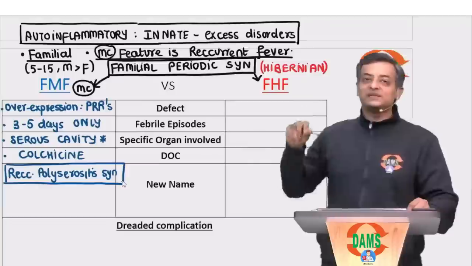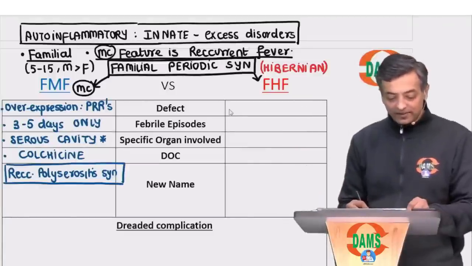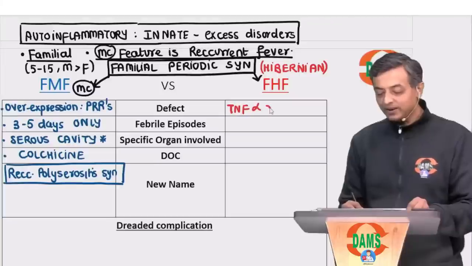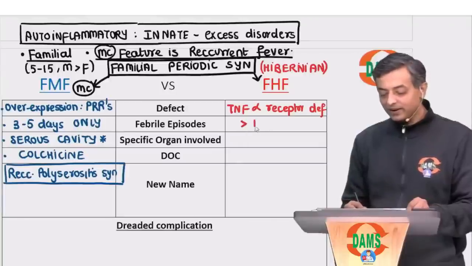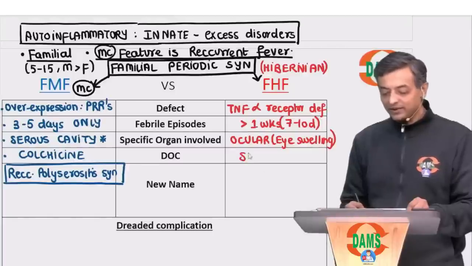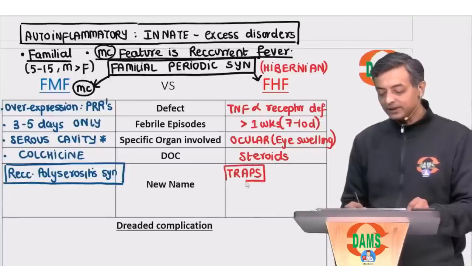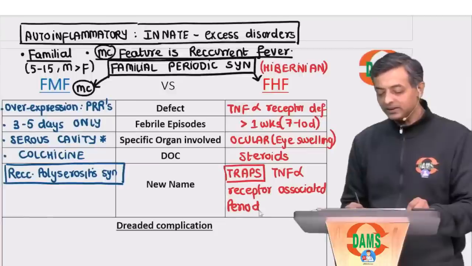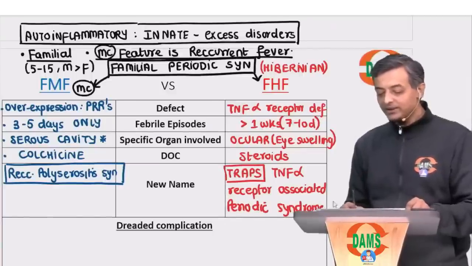But a similar-looking MCQ is there, where the defect is different. The defect is a TNF alpha receptor defect, where the duration of fever is more than 1 week, that is 7 to 10 days, and ocular involvement, eye swelling, is important. Response is better to steroids, and they are now called TRAPS, TNF alpha receptor associated periodic syndrome. This is the new name we want to give the patient with FHF.